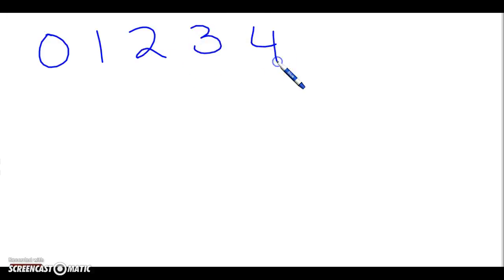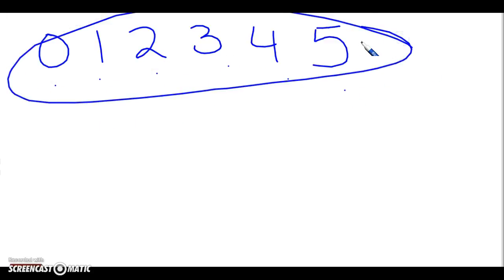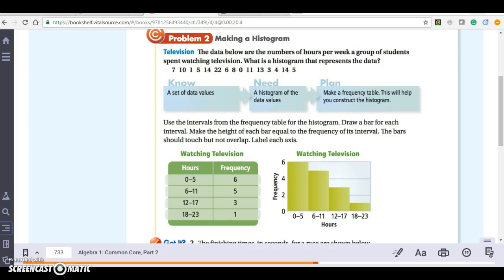Or was it 7? Let me see. So we have 0, 1, 2, 3, 4, 5. So that's 1, 2, 3, 4, 5, 6. Yes, so the intervals are of 6. There's 6 terms in an interval. Okay, so 0 to 6, and then counted how many times they had 0 to 6, and it was a frequency of 6.